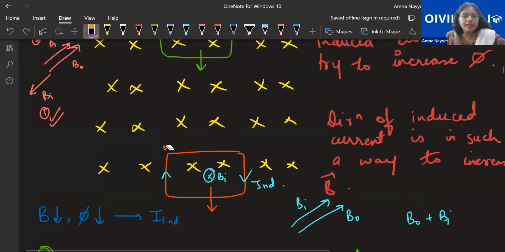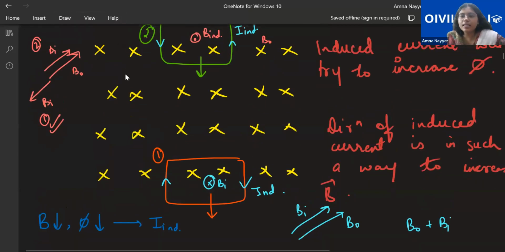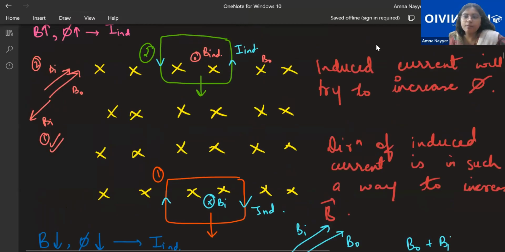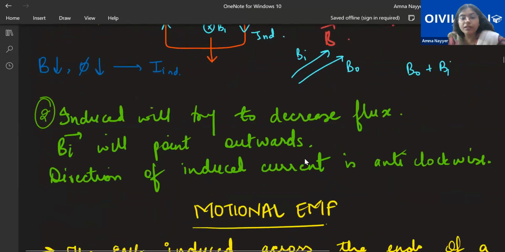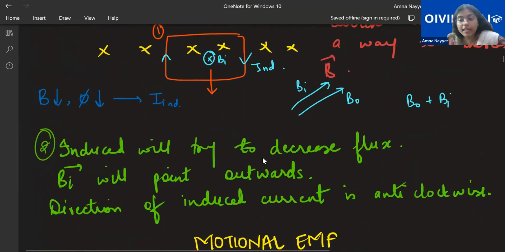Okay, I am naming this as the first one and this as the second one. Now see, the explanations are already written here. This explanation is for the first one. Induced current will try to increase the flux because the magnetic field is decreasing. So the direction of induced current is in such a way as to increase the magnetic field. The rest of it you already know. For the second one, which we discussed: induced current will try to decrease the flux. The induced magnetic field will point outwards. So the direction of induced current will be anti-clockwise.